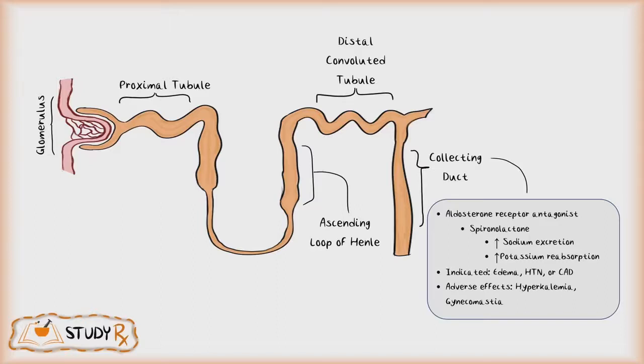Spironolactone may be used in hypertension, heart failure, and ischemic heart disease, which is also referred to as coronary artery disease. This is mostly associated with atherosclerosis.